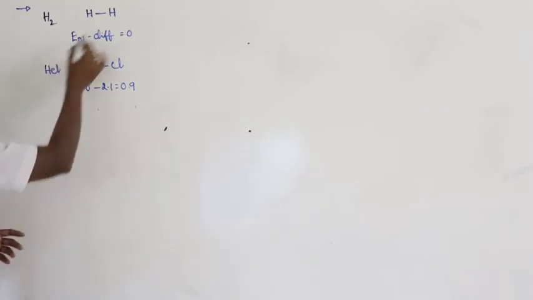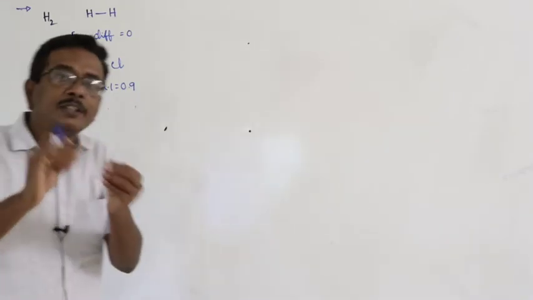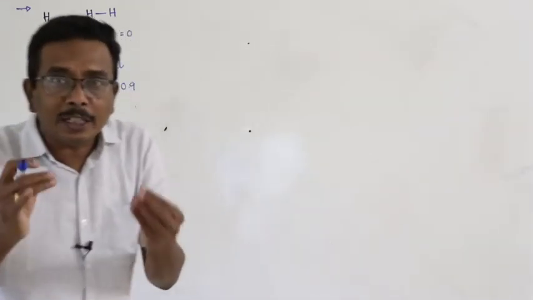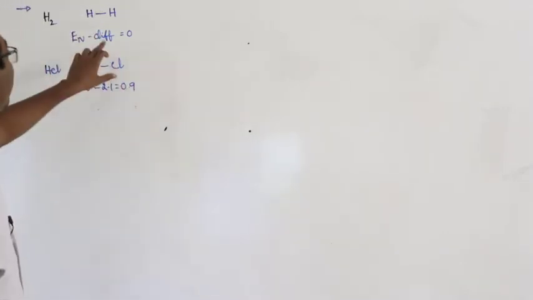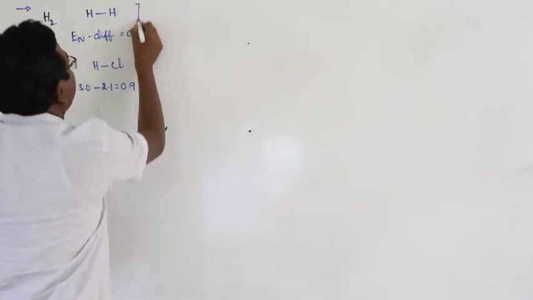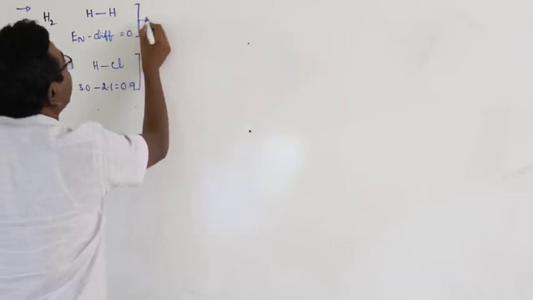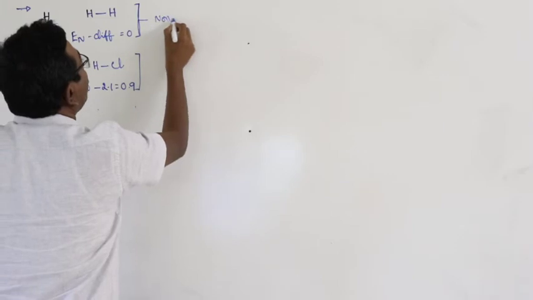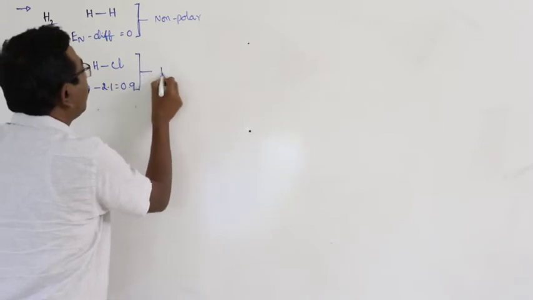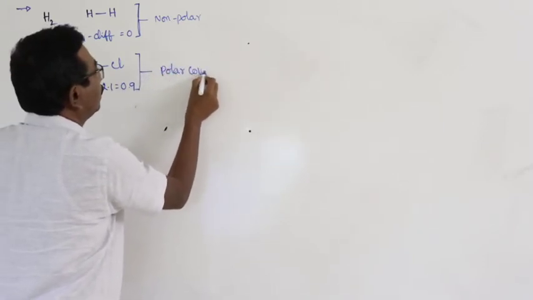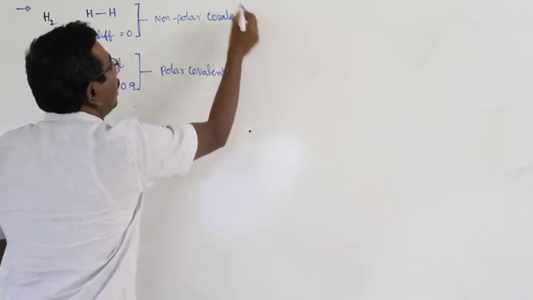Now, based on the electronegativity difference between the two bonded atoms, the first step is clear. The bond present between the two atoms is covalent. But based on the electronegativity difference, the covalent bond is once again divided into two types. What are they? First one, non-polar covalent bond. Second one, polar covalent bond.